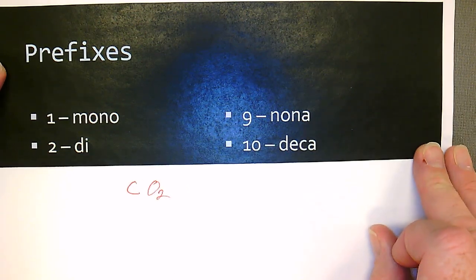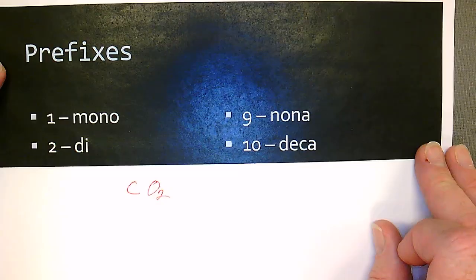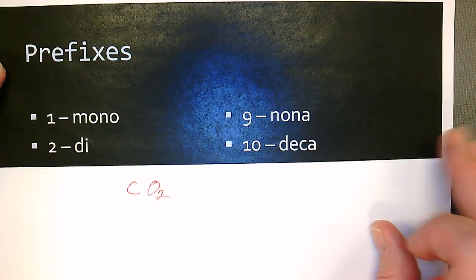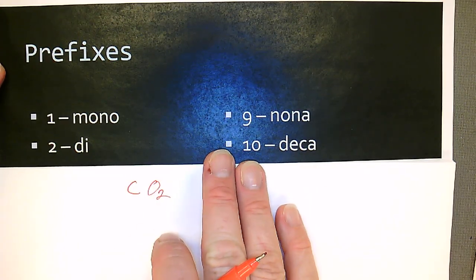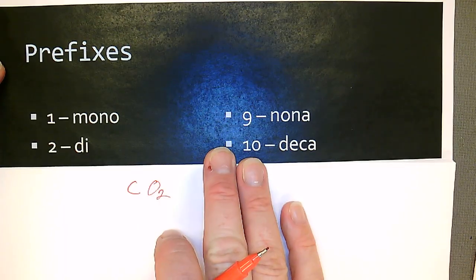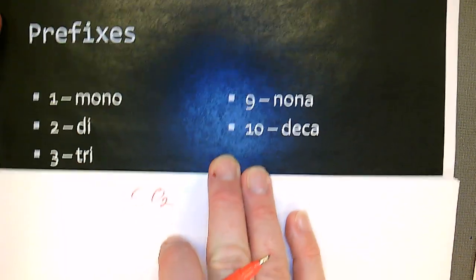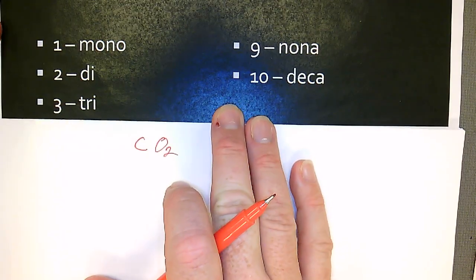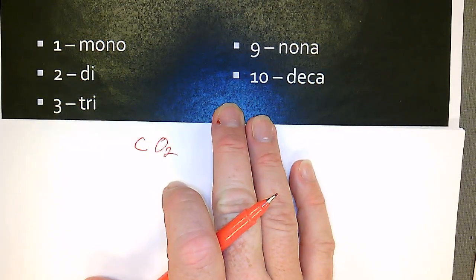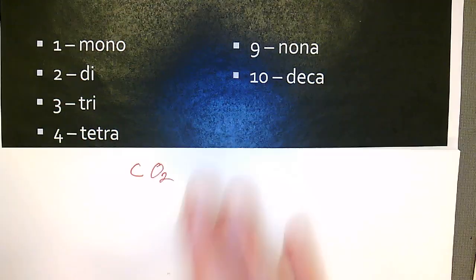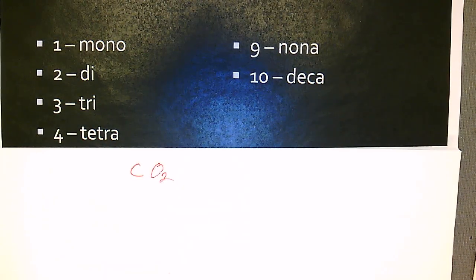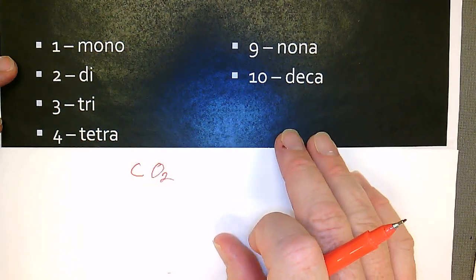The prefix for 10 is deca, like a decade. Prefix for 3, do you know what 3 is? Tri, like a tricycle. Prefix for 4 is tetra, kind of like the game Tetris. You'll notice every Tetris piece has 4 blocks to it in different arrangements, and the best you can do is get 4 in a row.